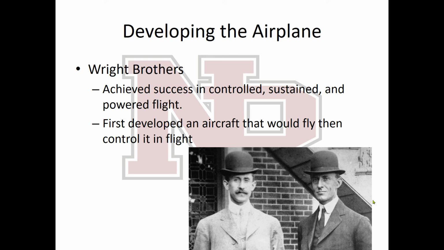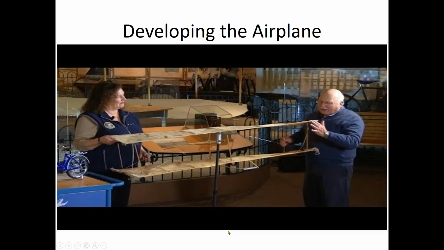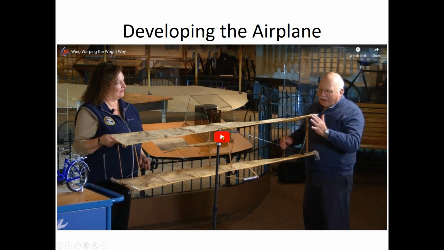One of the things that they did, or the way they learned to control flight, was called wing warping. It's bending the wings. So there's a short 2-minute video that I'm going to show you right here that talks quickly about wing warping and how it works. I'll just hit play here, and it'll talk about the wing warping.